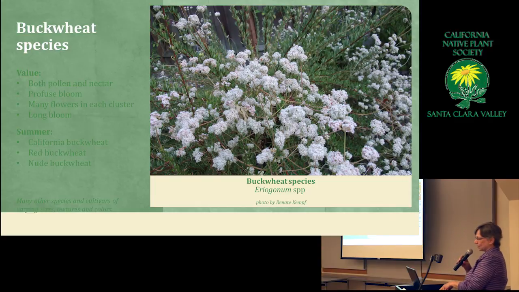Okay, buckwheat species. They provide both pollen and nectar, so a great food source. Those little clusters there are many, many little flowers in a cluster. So again, sort of like the composites, the bees can be kind of lazy and they can get a lot of food in one place. The flowers are really small, so any size bee can use them. They start blooming in the summer and pretty much continue until fall or when it gets cold, even when it freezes. Long bloom. Okay, summer blooming: California buckwheat, red buckwheat, and nude buckwheat.